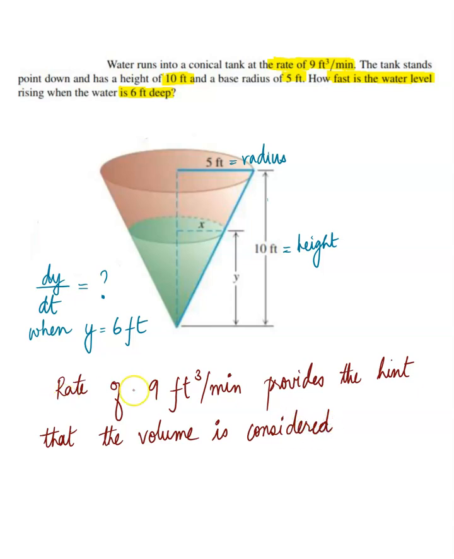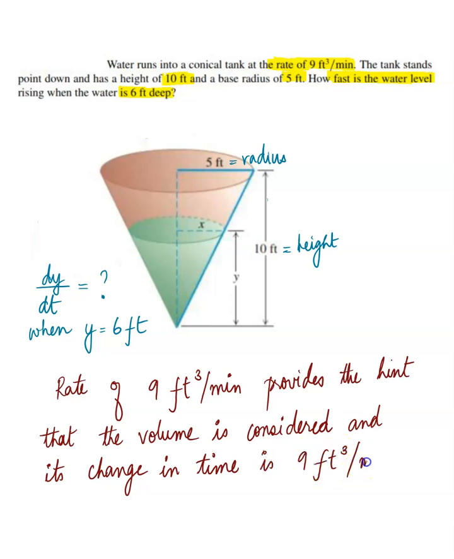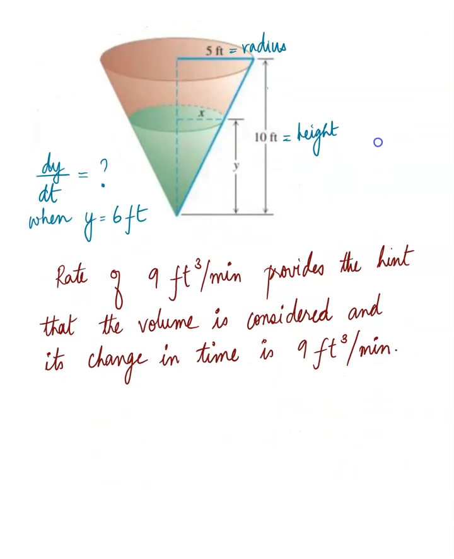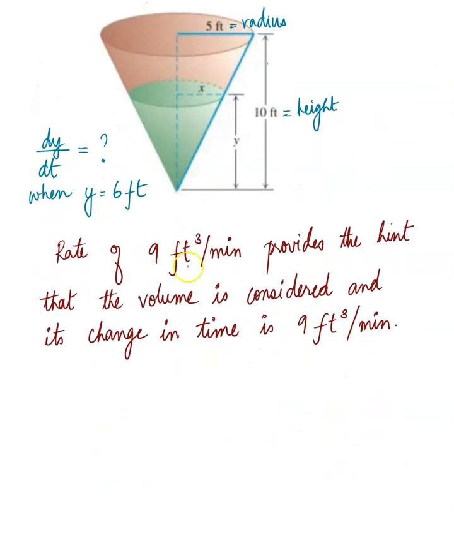And when we say rate, it's change in time. How do I know it's change in time? Because it's cubic feet per minute. So it is with respect to time that it's being measured and considered, and its change in time is 9 feet cubed per minute. All this information, all this hint comes to us right from the unit here. Okay, the language rate and the unit is what really gives us that information.